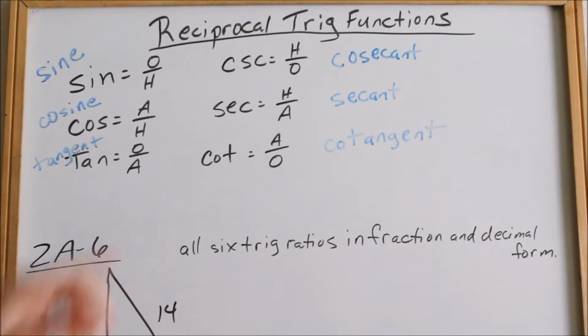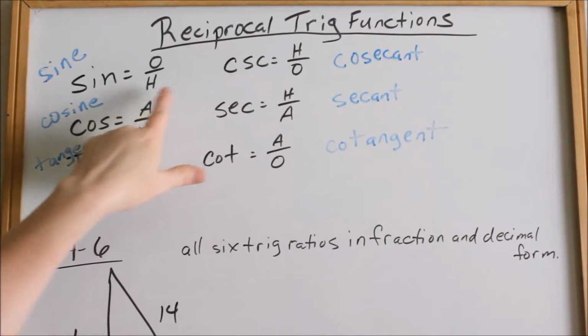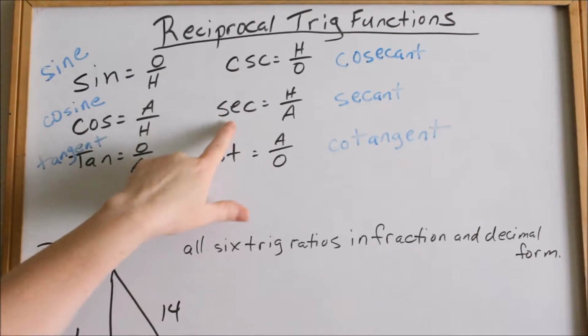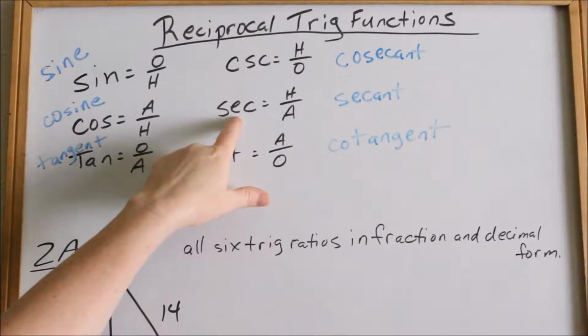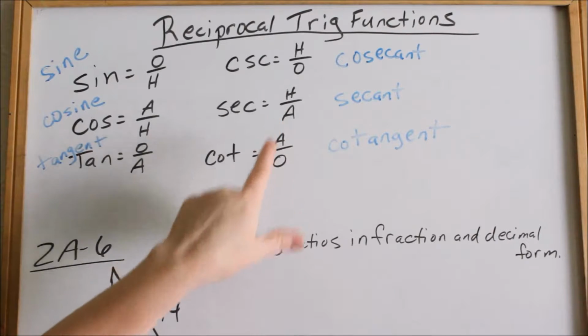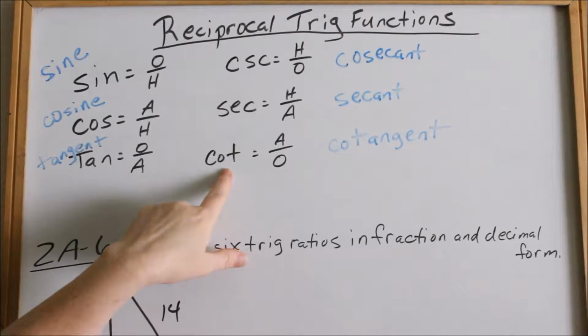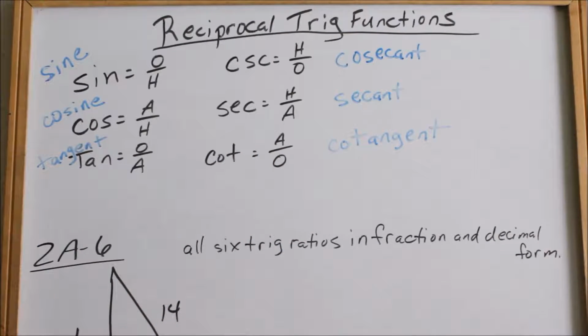So if cosecant is a reciprocal of sine, then cosecant is hypotenuse over opposite. Secant is a reciprocal of cosine, which means it's hypotenuse over adjacent. Cotangent is a reciprocal of tangent, so therefore cotangent is adjacent over opposite.